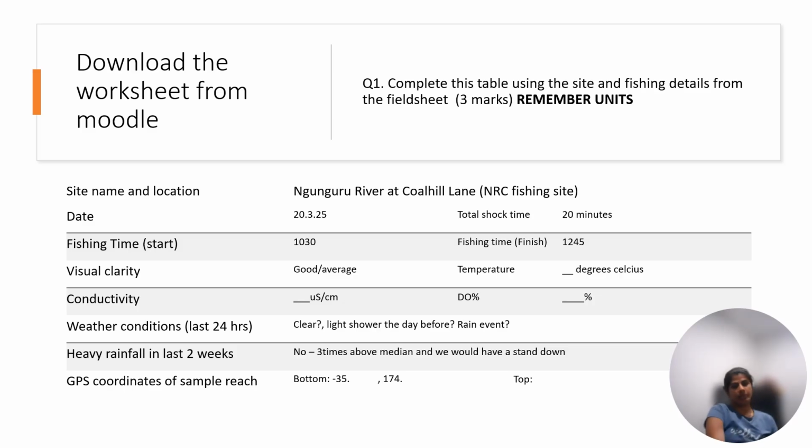And then GPS coordinates. If you didn't take them on the day, go to Google Maps or Topo NZ Maps and look for those coordinates. And if you can't figure it out, please let me know. We can do it together.